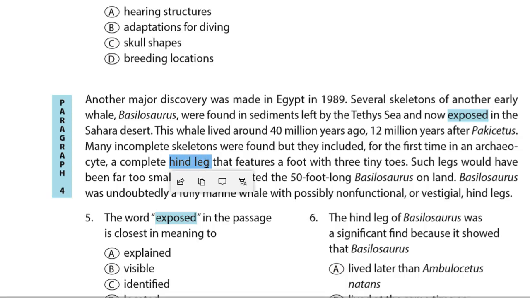Okay, so we read from the beginning. Many incomplete skeletons were found, but they included for the first time in an archaeocete a complete hind leg that features a foot with 3 tiny toes. Such legs would have been far too small to have supported the 50-foot long Basilosaurus on land. Basilosaurus was undoubtedly a fully marine whale with possibly non-functional or vestigial hind legs.